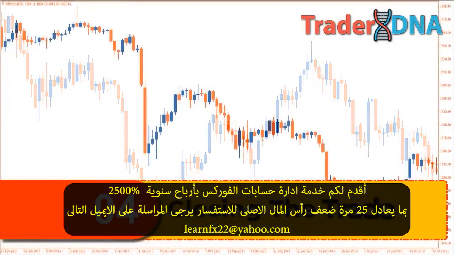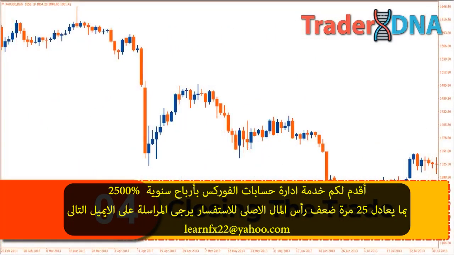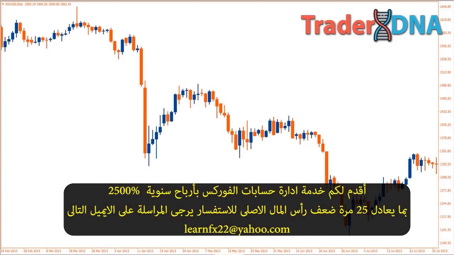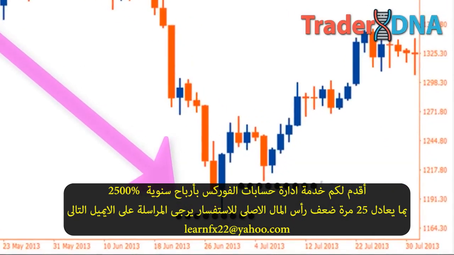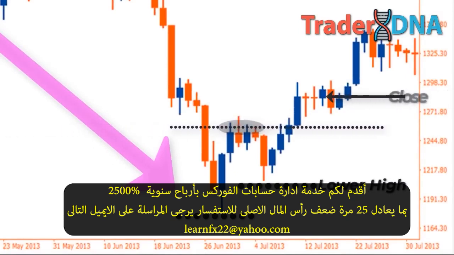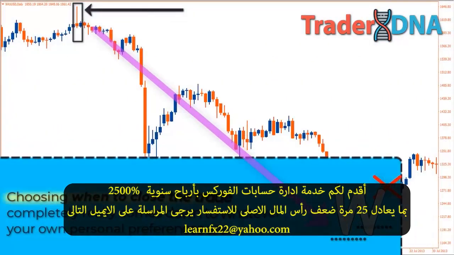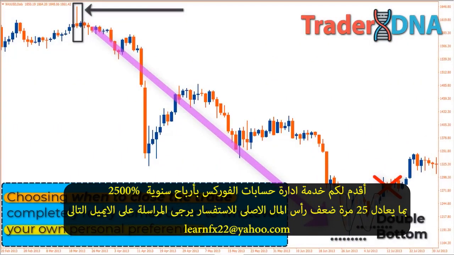Step 4. Taking profits and closing the trade. Exit trade could be done whenever the market makes a new high or low. If you've placed a sell trade based upon seeing a bearish pin bar form at resistance, or after the market makes a new low or high, if you've decided to place a trade after seeing a bullish pin bar form at support. Choosing when to close the trade completely really comes down to whatever your own personal preferences are.